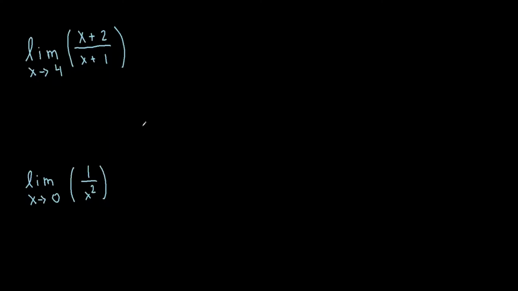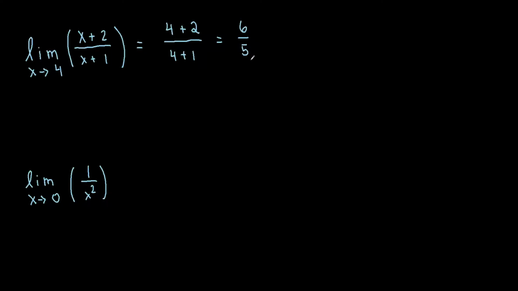Here we have two problems and we want to use the method of direct substitution to solve them. For our first problem, we have the limit of x plus 2 all divided by x plus 1 as x approaches 4. At x equals 4, this function is continuous, so we can plug in 4 to find our limit. So we have 4 plus 2 all divided by 4 plus 1, and this will give us 6 over 5.